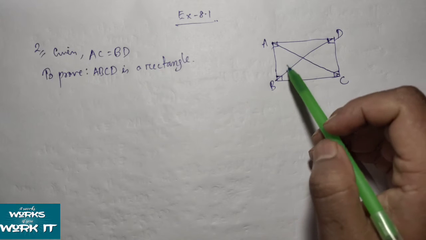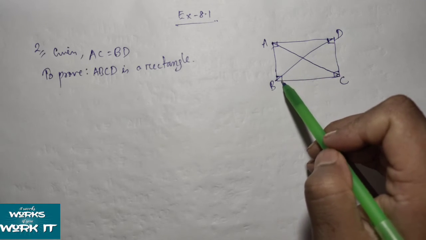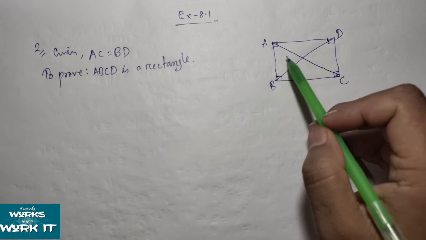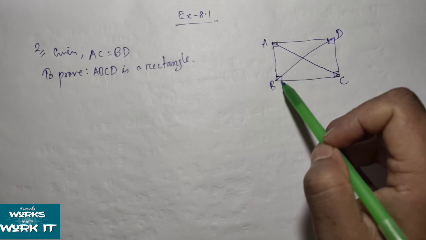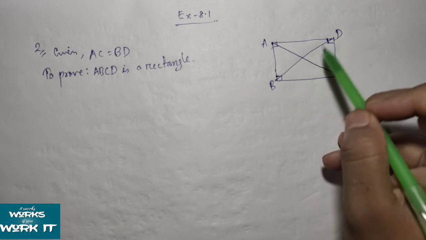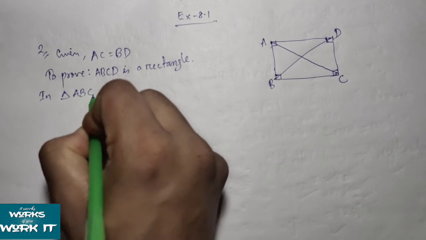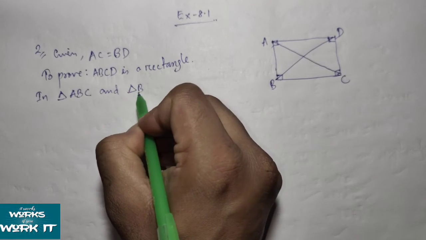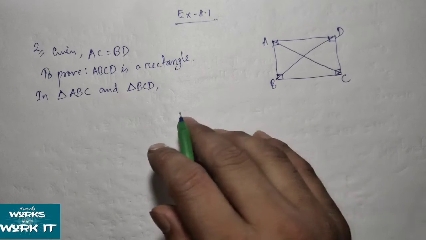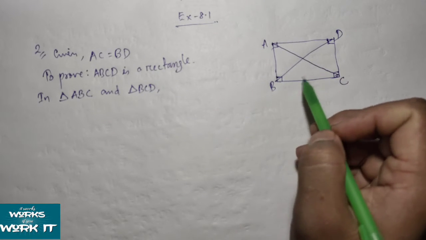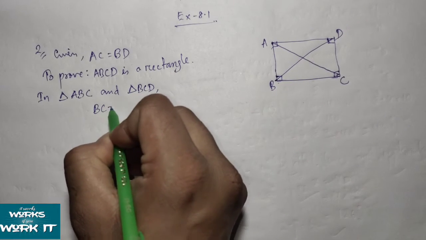For that we have to work in the solution. What we will take first: any two triangles that have a common side. You can take any two triangles using the common side. So I'm taking ABC and BCD as two triangles. So in triangle ABC and triangle BCD, using the chapter 7 congruence rules, we will see which things are equal. We can write that BC is common between the two triangles.